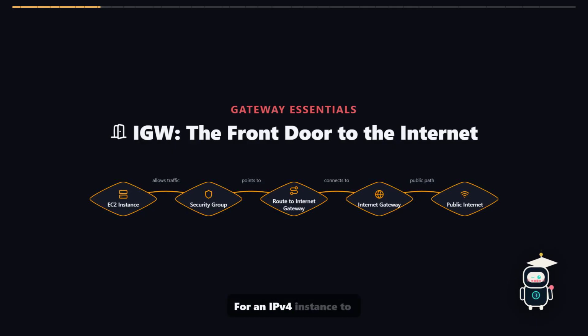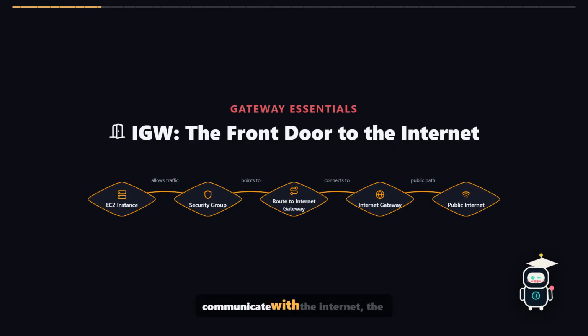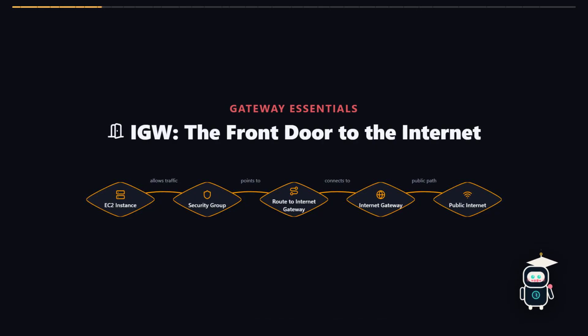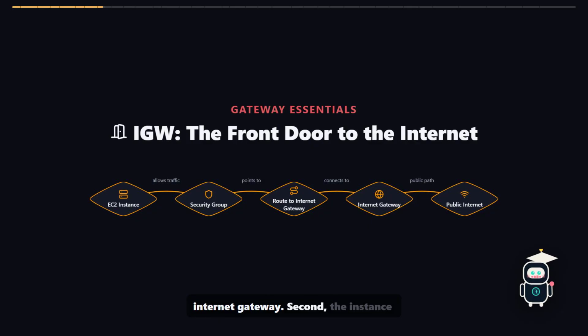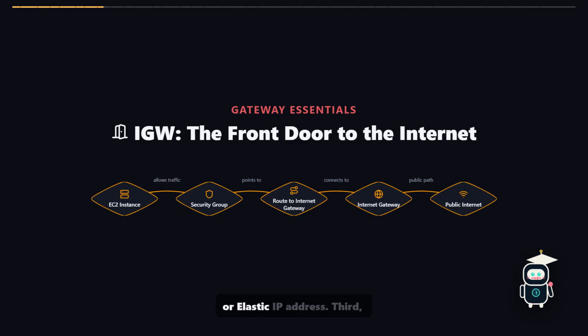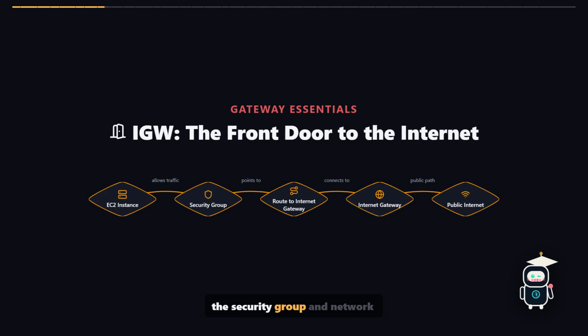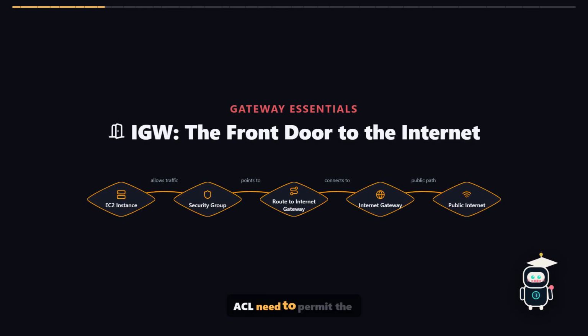For an IPv4 instance to communicate with the internet, the common setup needs three things. First, the subnet route table needs a route to the internet gateway. Second, the instance needs a public IPv4 address or elastic IP address. Third, the security group and network ACL need to permit the traffic. That is the complete mental model.